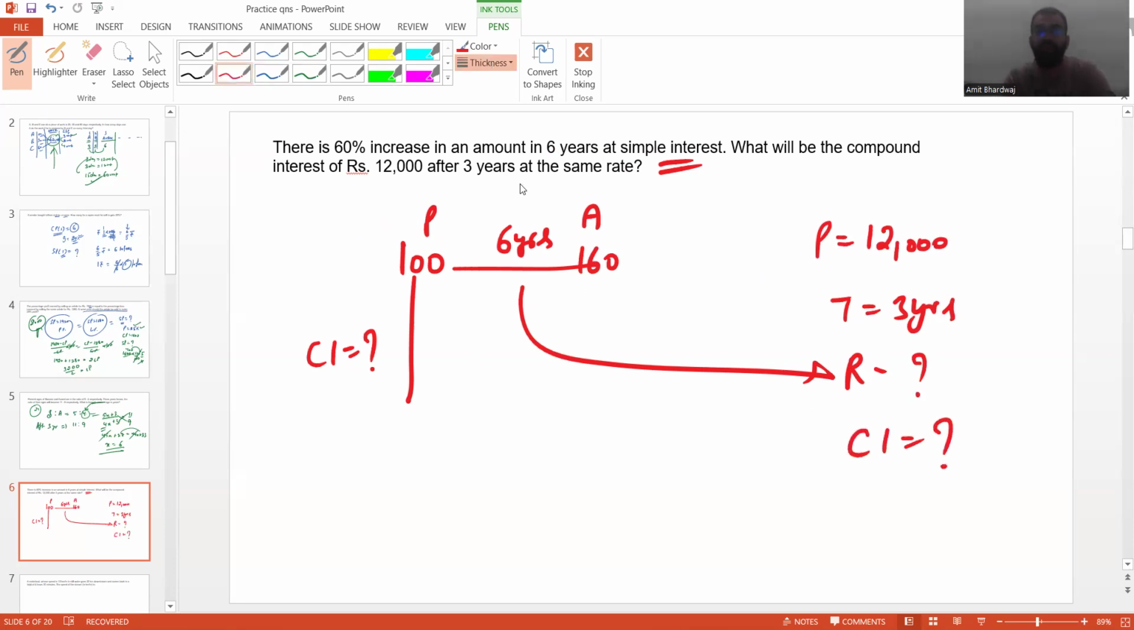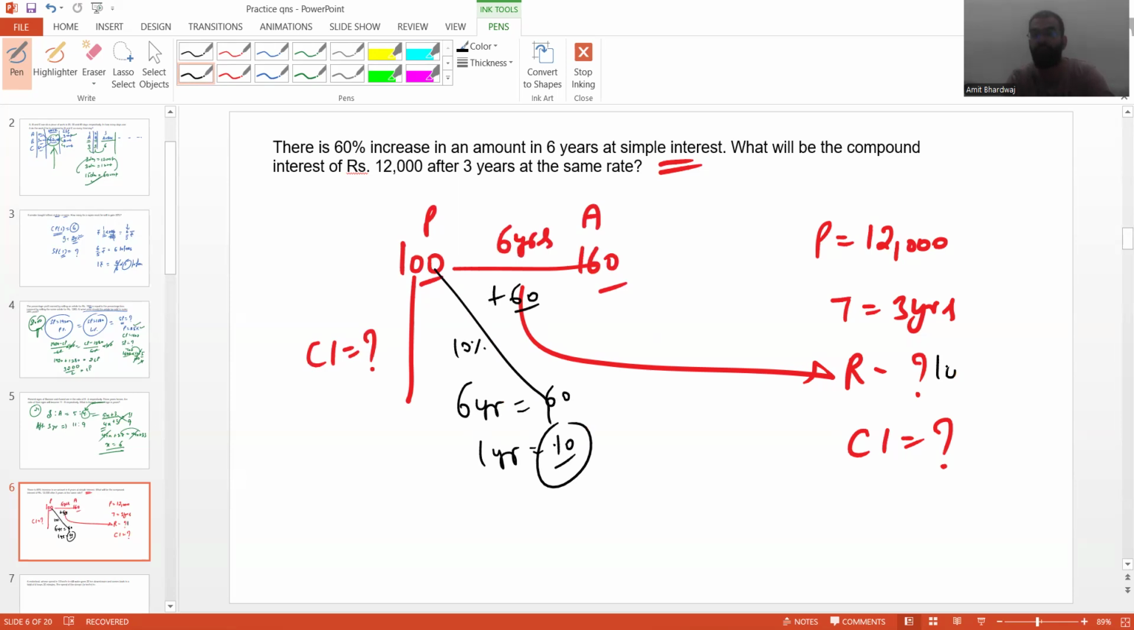So can we claim one thing? If the profit is this, amount is this, can we say the profit is 60 rupees, right? So in 6 years, if person is getting 60 rupees profit, so in 1 year, definitely 10 rupees, and 100, 10 is what percent of 100? 10%, so rate is 10%. Yes or no?